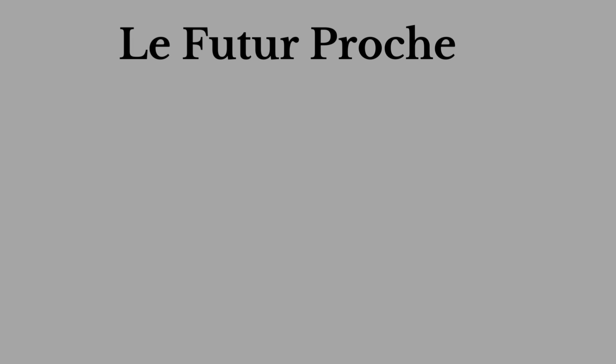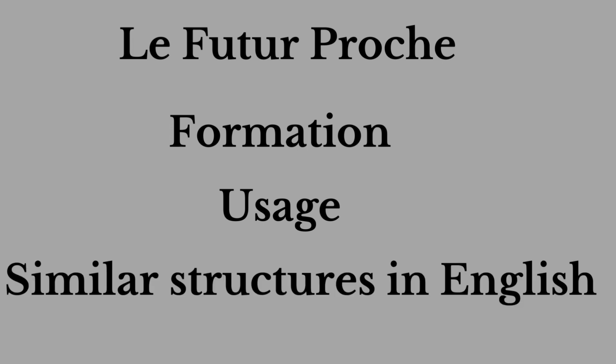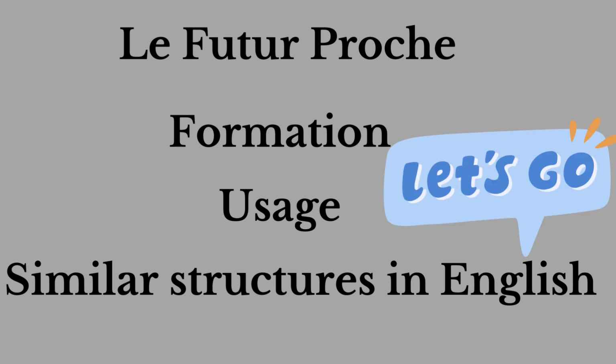So today we will learn the formation of this tense. That means how do we construct sentences in this tense in French. Then we will learn about its usage. That means where do we use this tense, like in which context, and finally we will try to figure out similar structures in English. I mean, we will see what kind of sentences in English will be translated into futur proche in French. So are you ready? Okay, let's start. On y va.